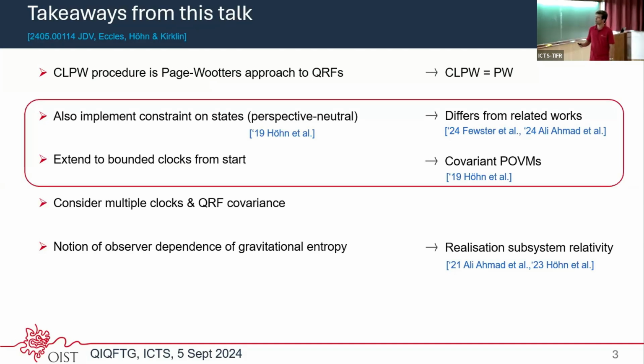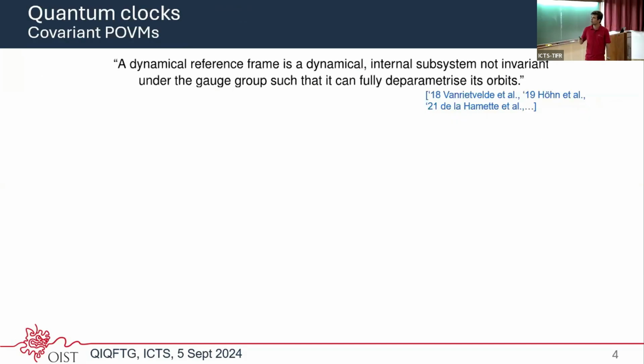So I will begin with these two takeaways. We implement the constraint on states, because there are two related works, but they only consider the constraint on the algebra and not on the states. And it's actually important that you also apply the constraint on the states. And then we will also extend to bounded clocks from the start, because this P just has the full line as a spectrum, but you can also imagine that you have a clock with some bounded spectrum, or unions of finite intervals.